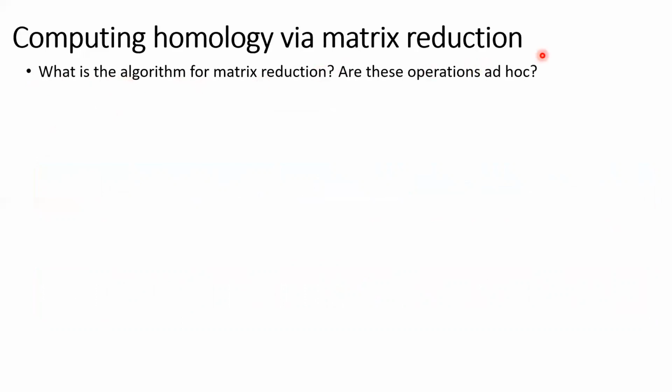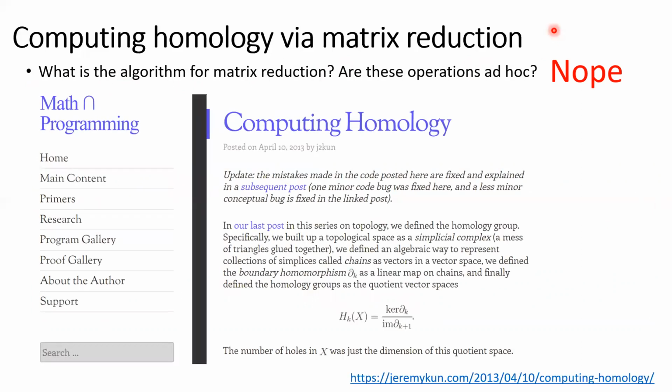The next question we got was, what is actually the algorithm for matrix reduction? Are these operations ad hoc? The answer is actually no. There's an algorithm for reducing these matrices, even though it feels like we're doing things in an ad hoc manner. I would like to point you to this really good blog post by Jeremy McKinnon, and you can find the link here at the bottom right of the screen.